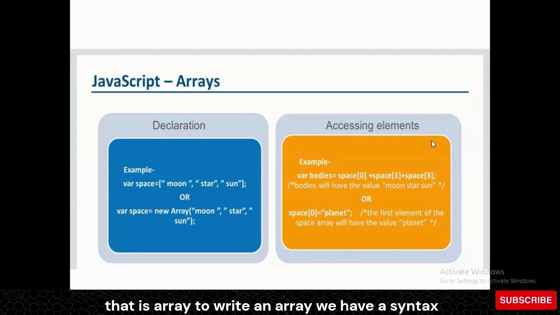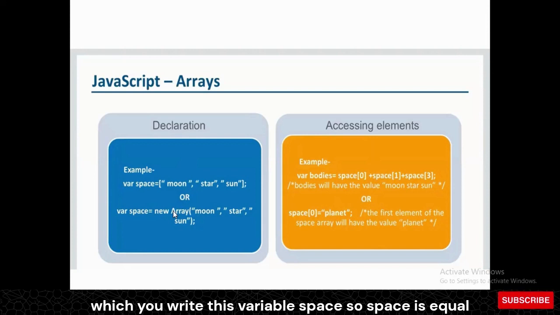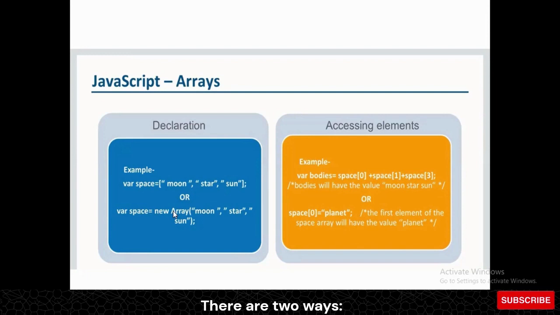To write an array, we have a syntax which is shown here in the declaration part. You will write variable, space, your variable name, space, is equal to, and you initialize it to a square bracket. That means it is of the type array. Now array internally in JavaScript is treated as an object. To write this array, there are two ways.